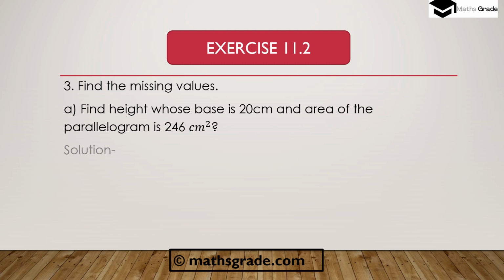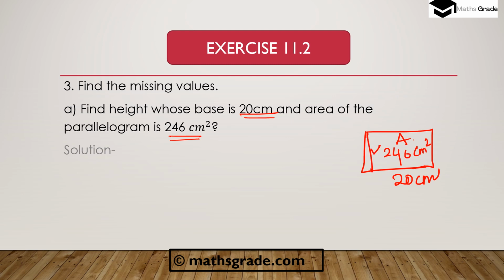Now we will solve question number 3. Find the missing values. First bit A. Find the height whose base is 20 cm and area of the parallelogram is 246 cm². We have given the parallelogram whose base is 20 cm and area is 246 cm², and we have to find the height.